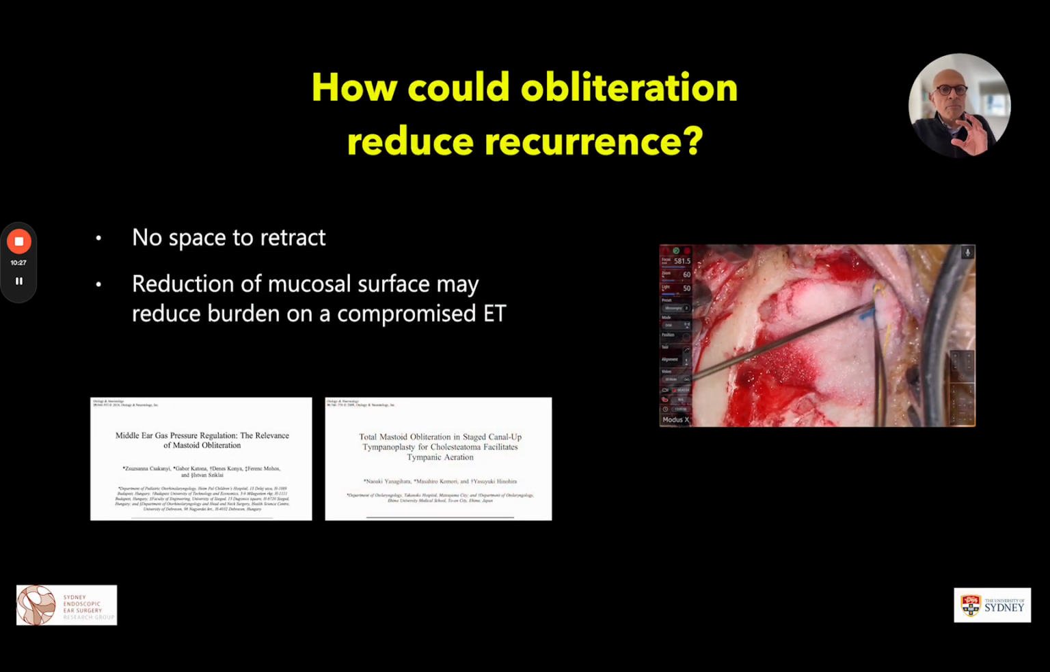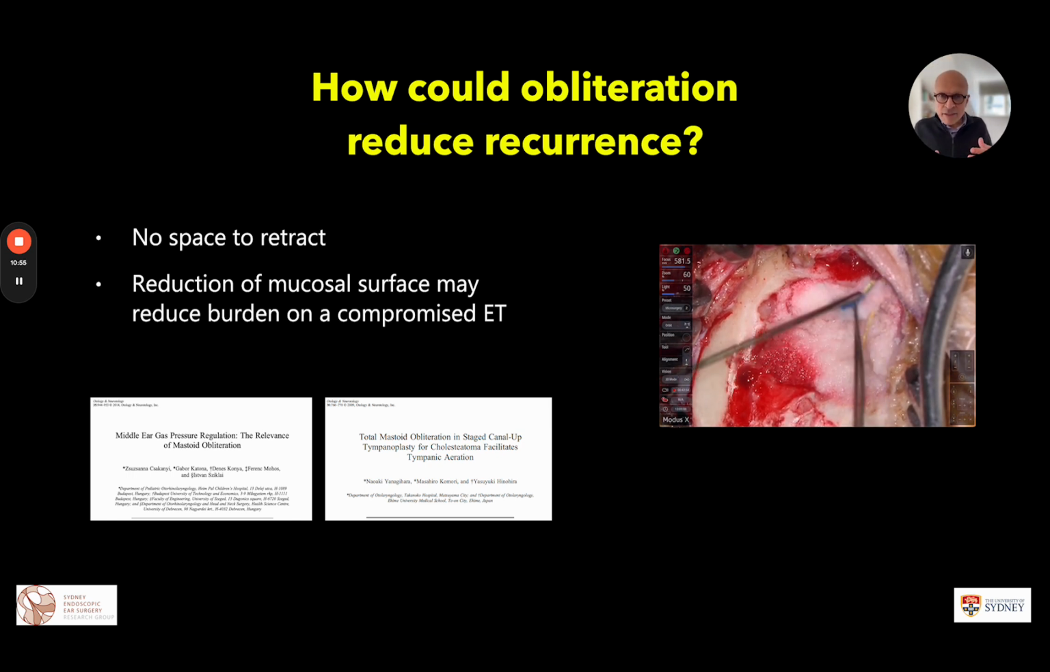Now, how could obliteration play a part in this story? Well, mastoid obliteration is not a new technique. It's been published for over 30 years. And the potential method with which it might work is that, of course, if you obliterate the mastoid, and if the material actually survives and stays in the mastoid, then there's less space for the cholesteatoma to retract within. So this makes sense. It's logical.